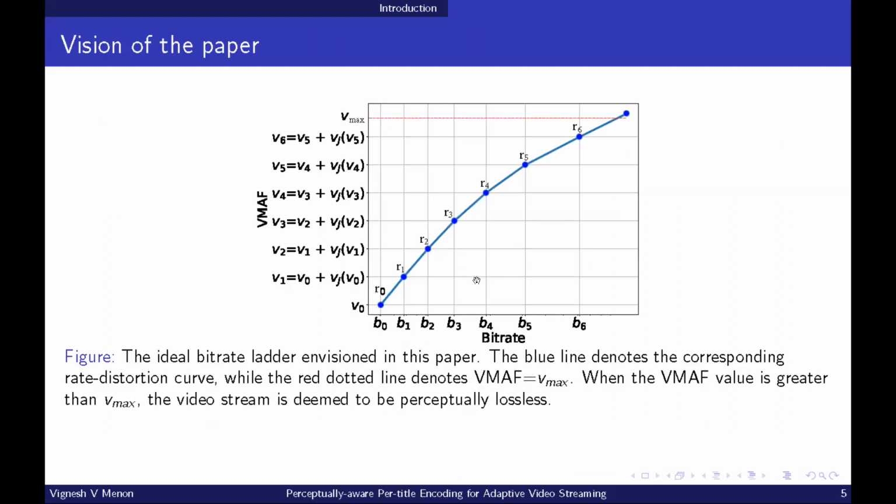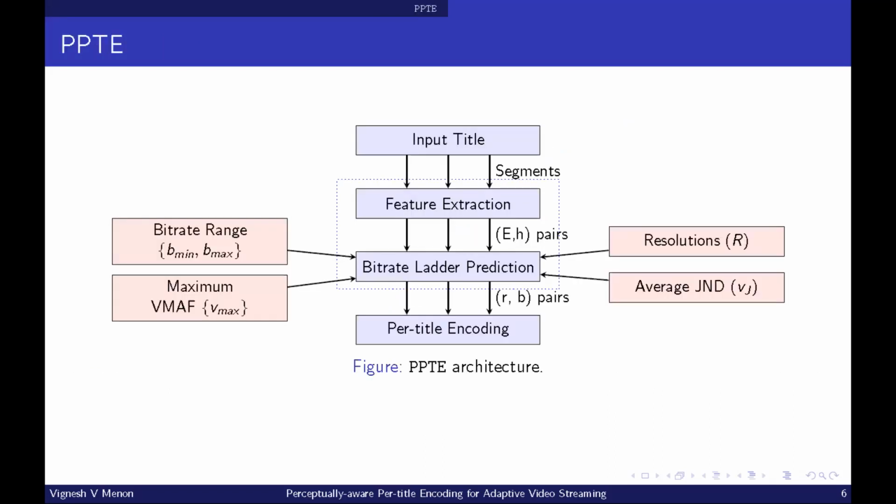To mitigate this problem, this paper targets content-adaptive JND-aware online bitrate ladder prediction. As shown in this figure, each point of the bitrate ladder has a perceptual quality difference of 1 JND. Please note that in this paper, JND is considered as a function of VMAF. This encoding scheme increases the overall compression efficiency of the bitrate ladder encoding, but also decreases the overall storage required to store the representations. The proposed PPTE scheme architecture is shown in this figure.